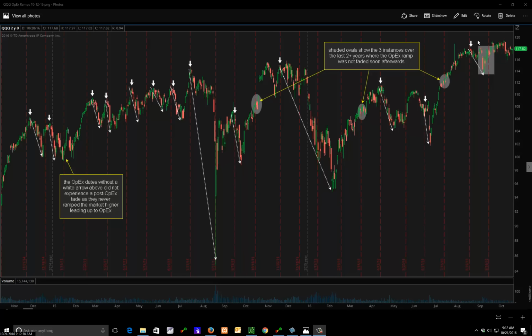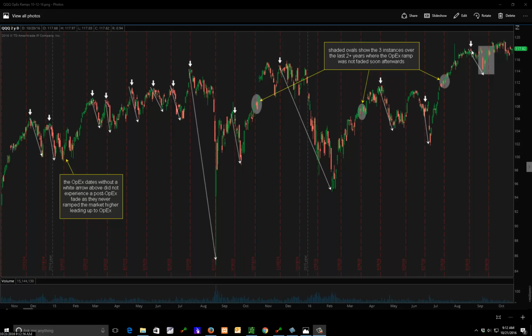Now, let's just take a look, fast forward to today. So here was the last, this was back in August. There's August expiration. You certainly had the markets peak there. They dropped down, they went back up.